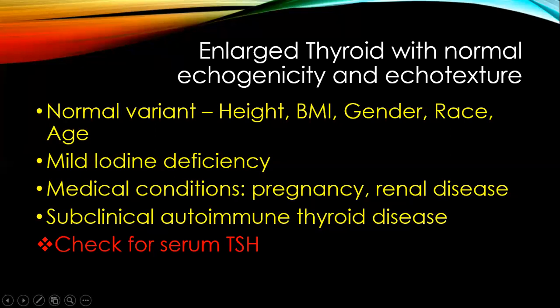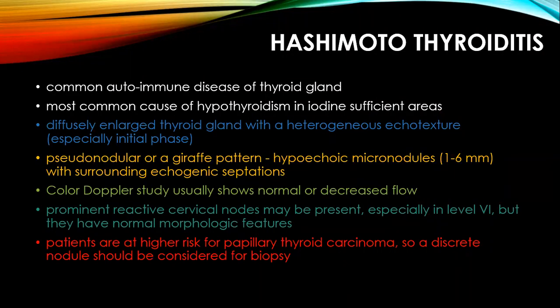So if we get an enlarged thyroid with normal echogenicity and echotexture, we need to correlate it with serum TSH in order to rule out whether it's just a normal variant or associated with other clinical conditions. On the autoimmune diseases, I'm going to start with Hashimoto's thyroiditis, which is the most common autoimmune disease of the thyroid gland, and the most common cause of hypothyroidism in areas where there's sufficient iodine.